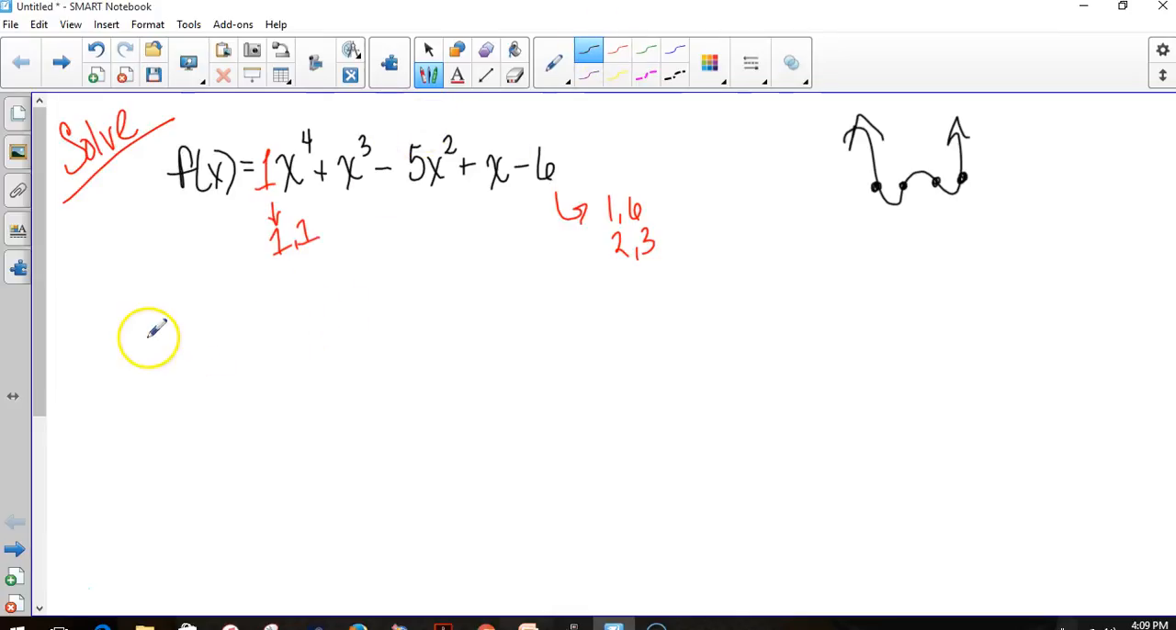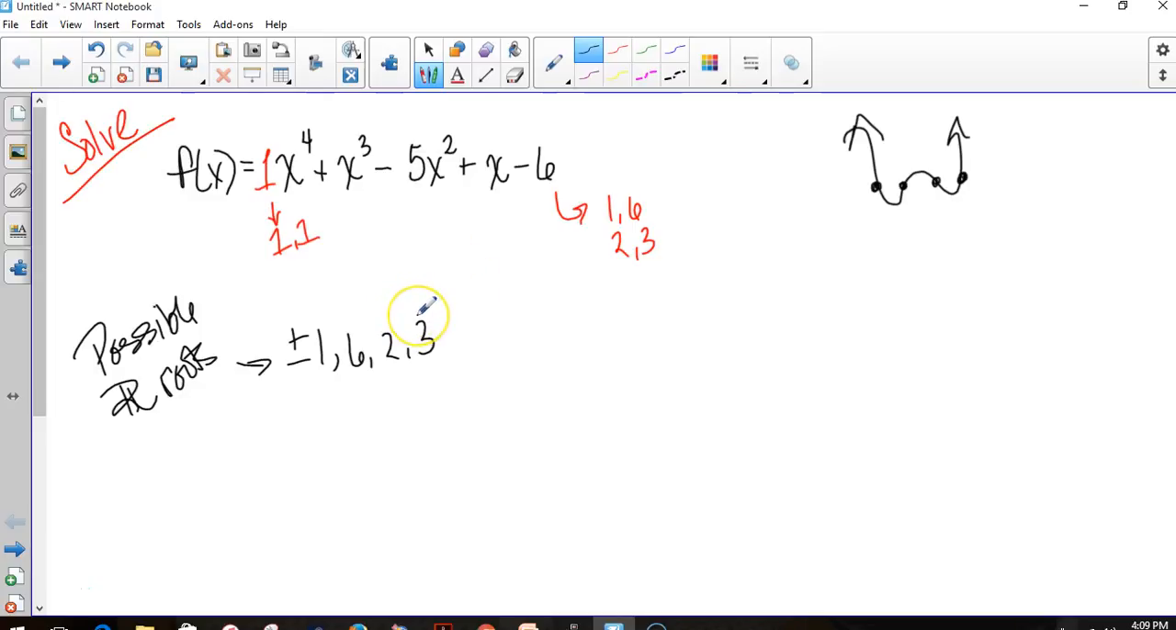And so the good news is here, our list of possible real roots or rational roots would be 1, 6, 2, and 3, all positive or negative. So I got 8 possible solutions. So anywhere that this guy crosses the x-axis, it has to be one of these 8 numbers. That's what the rational root theorem says.